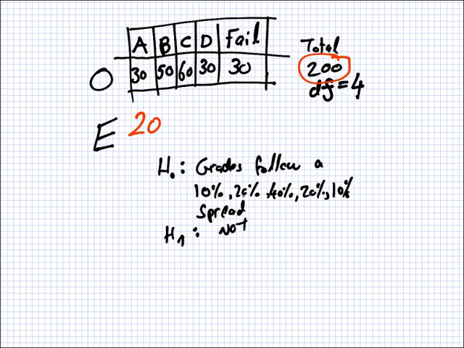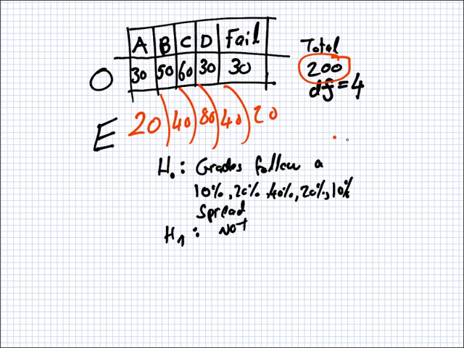20% was expected to get a B, so how many is that? 40. 40% were expected to get a C, how many is that? 80. 20% were expected to get a D, so that's back to 40, and 10% were expected to fail, which is back to 20.